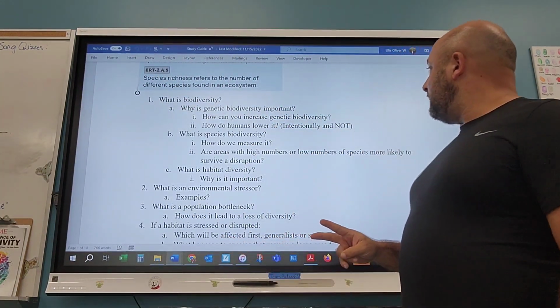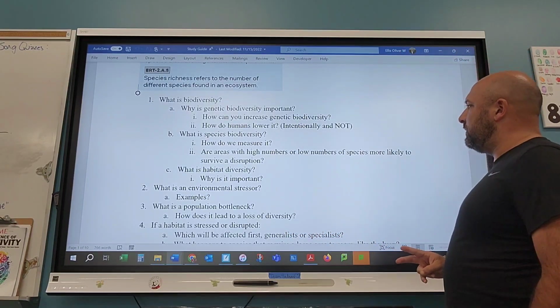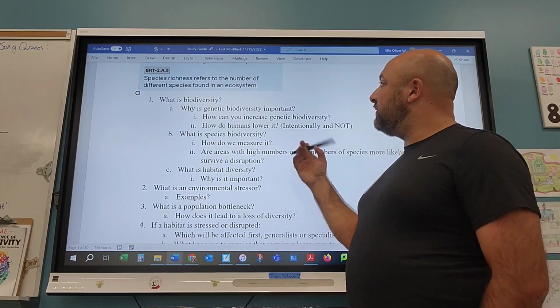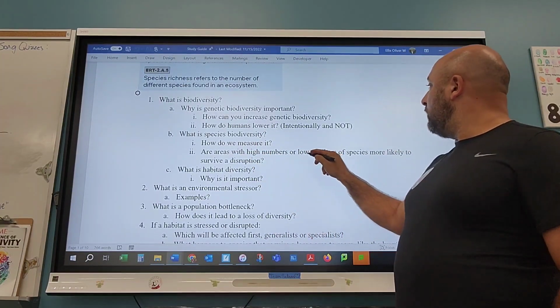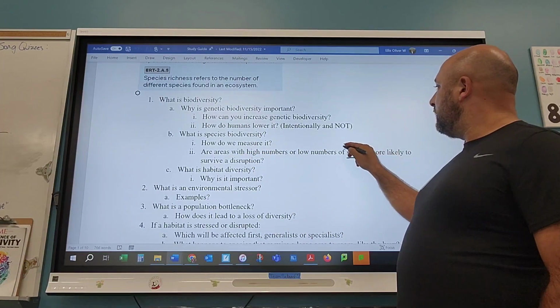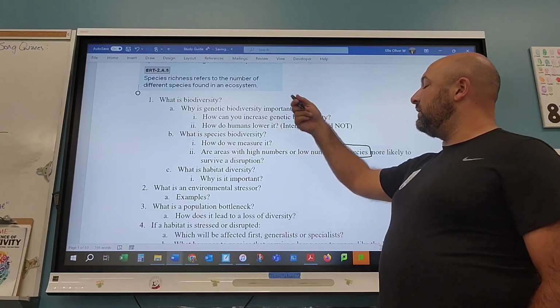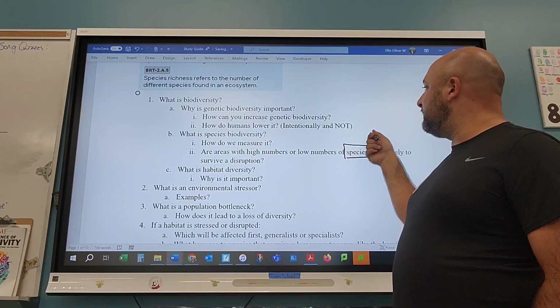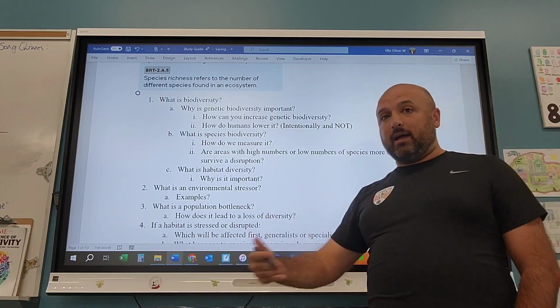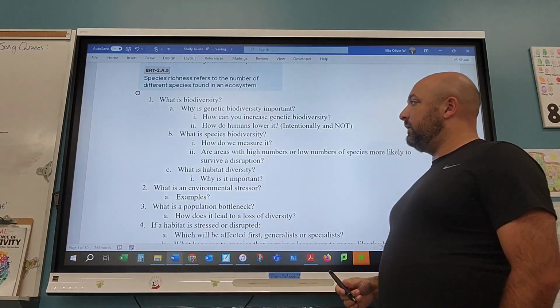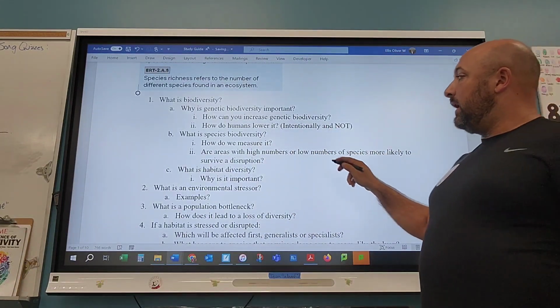All right, and areas with high numbers of species are more likely to survive a disruption. So again, if something happens to this area, the more species we have, the more resilient that ecosystem will be. So the more diverse the genes, the more diverse the species, the more likely the ecosystem is to survive and life to continue. The whole point is, how do we continue life after a disruption?